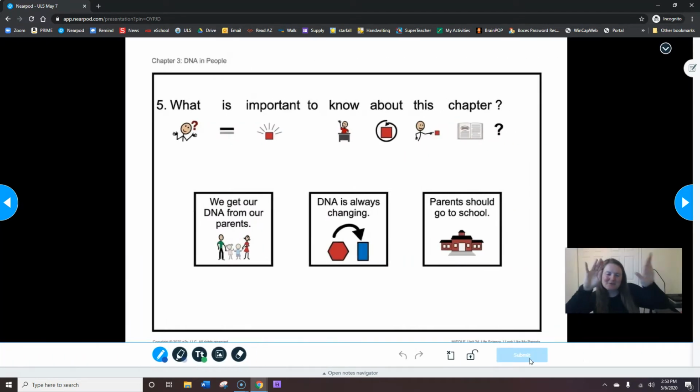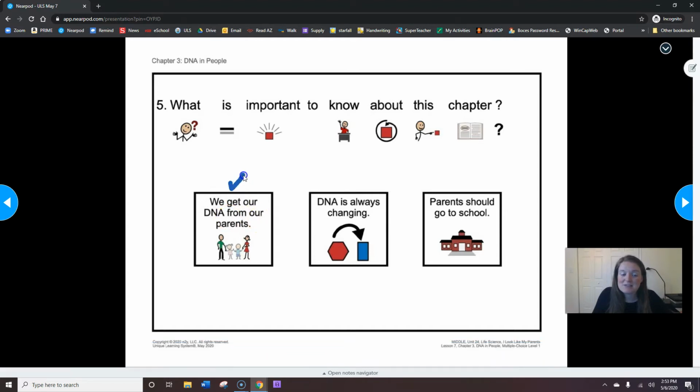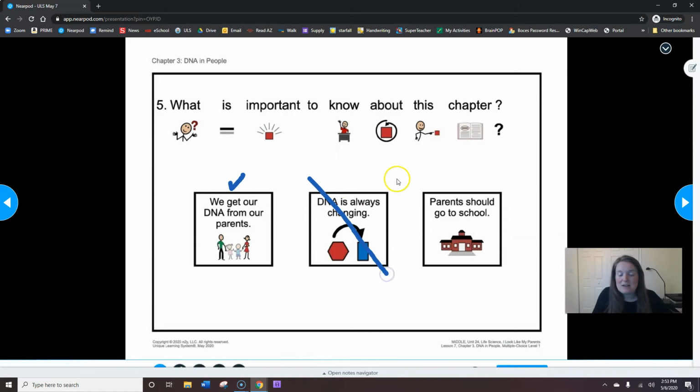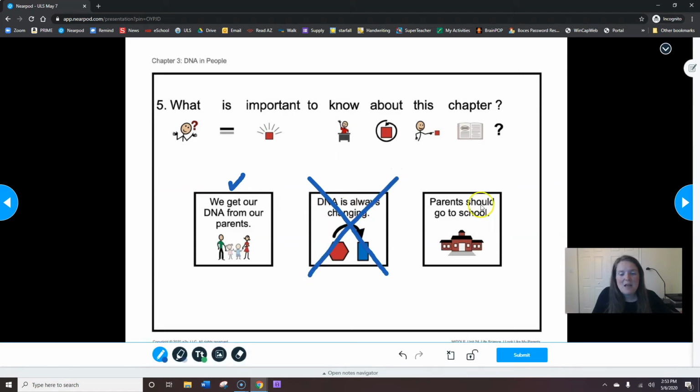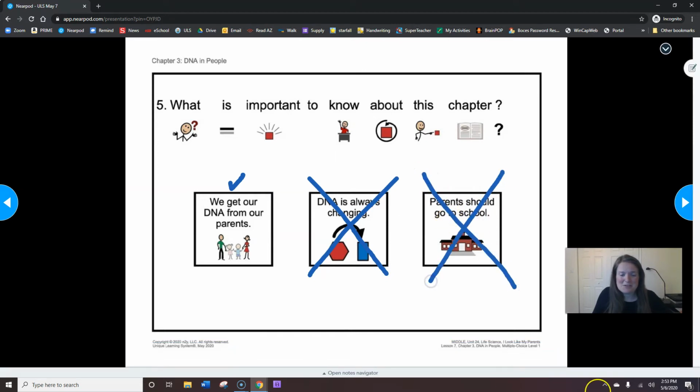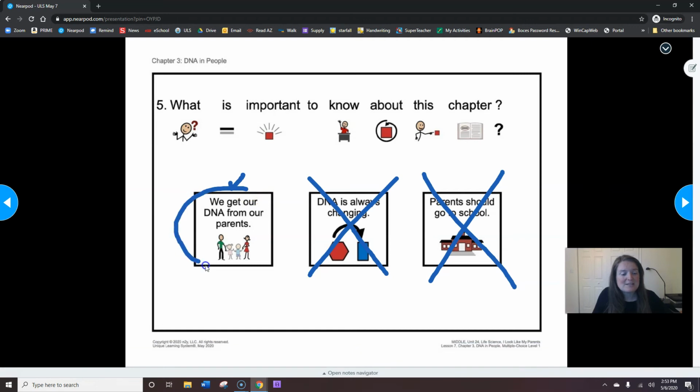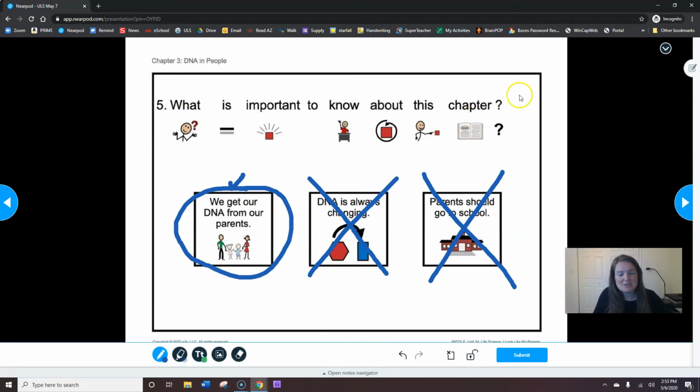And we're on our last question. Okay? What is important to know about this chapter? We get our DNA from our parents? That's true. We saw the picture of Todd and his dad who look similar. DNA is always changing. We did not read about our DNA changing. Did we read about parents should go to school? We did not read about parents going to school. So what is important to know about this chapter? We get our DNA from our parents. We did read that today. What is important to know about this chapter? We get our DNA from our parents.